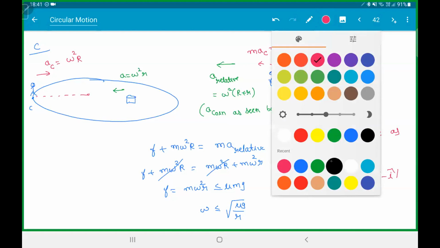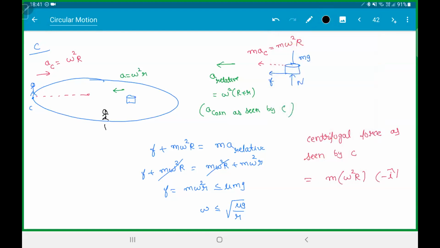Now, you can clearly see from here, if you ask D, I will not solve for D problem, but if you see this guy, D will have an acceleration this way. So if you ask centrifugal force as seen by D, that will be mass of the coin into acceleration of D in the opposite direction. That would be omega square capital R minus j cap. You're getting how it is? Or maybe I'll show it on the next page for you.